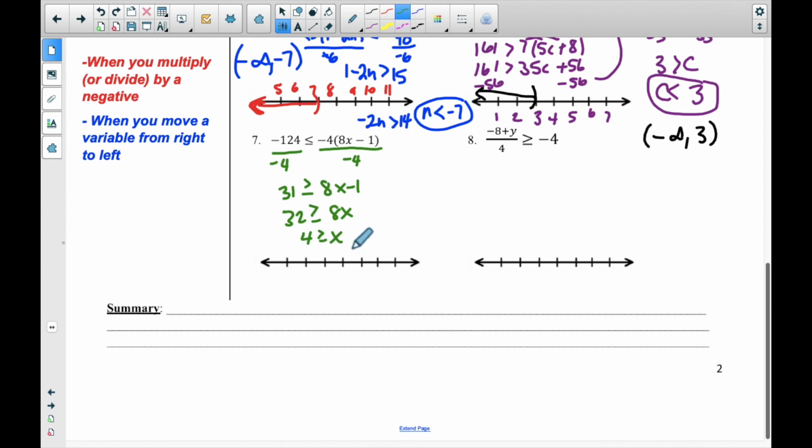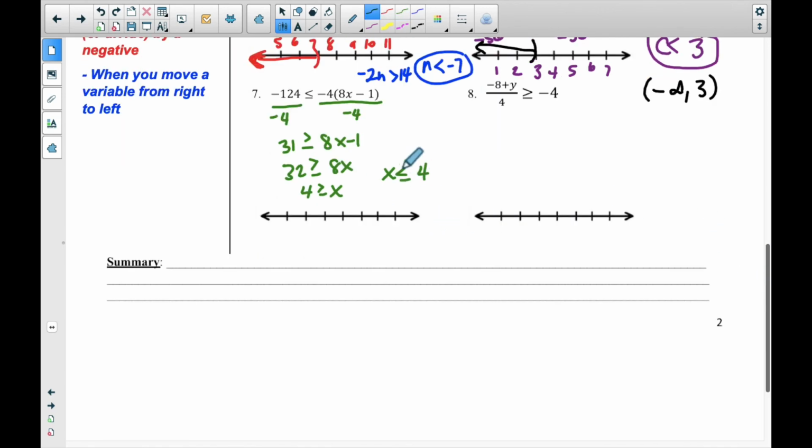I need to put my x on the left-hand side. So I'm going to write my answer with my x on the left, my 4 on the right. It was pointing at the x. It needs to continue to point towards the x. So if I put this on my number line, this time square bracket, still less than. Okay, square bracket on the 4, it's less than. My interval, what would my interval be? All right, my interval is negative infinity to 4.